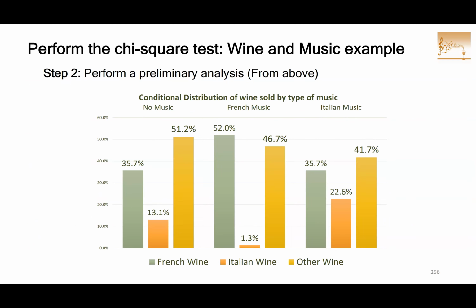Looking here at our preliminary analysis, which we kind of did earlier, it really does look like when you go from no music to French music, French wine sells a lot more. Definitely a lot more than even with Italian music when French music's played. So French wine is sold the most when French music's played. Italian wine is sold the least when French music's played, and the most when Italian music's played. If you look at other, it stays not super close, but 51%, 46.7%, 41.7%. It doesn't fluctuate nearly as much as the other 2 types of wine, which fluctuate a bit more.